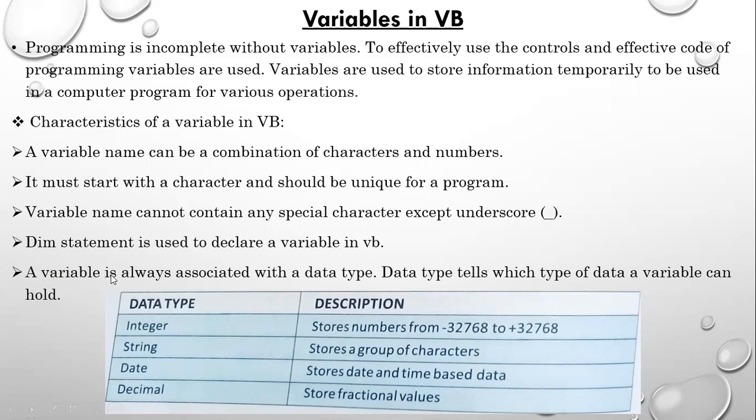A variable is always associated with a data type. We'll look at an example in the next slide. Data type tells which type of data a variable can hold. So what are the following data types that I can use? It either can be integer, which stores numbers, that's from minus 32768 to plus 32768. It can either be in the form of string.